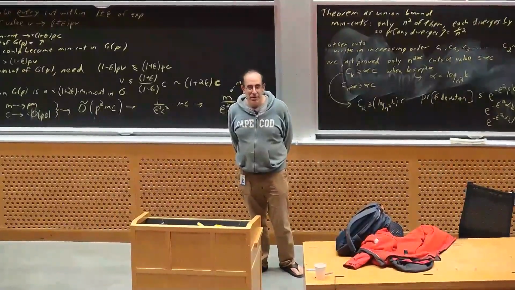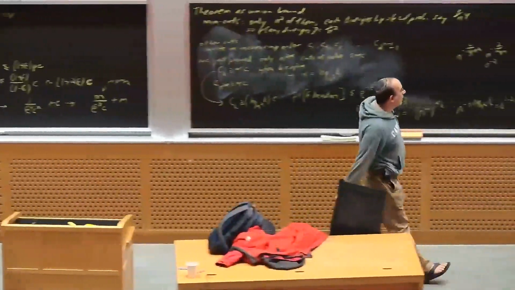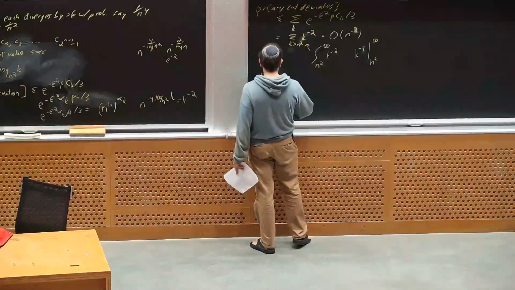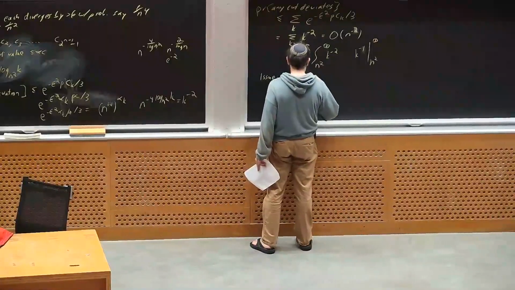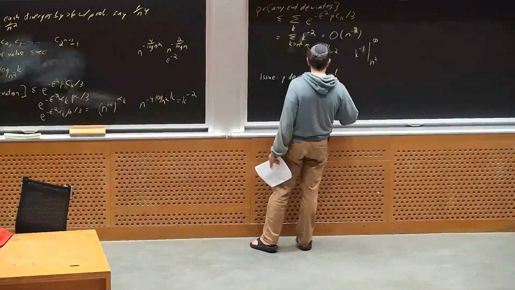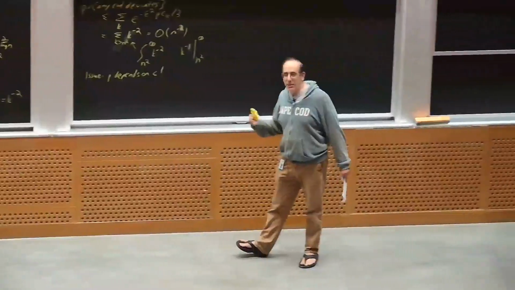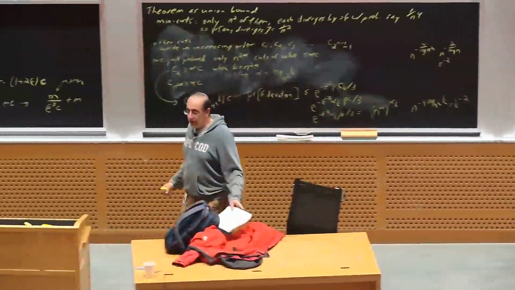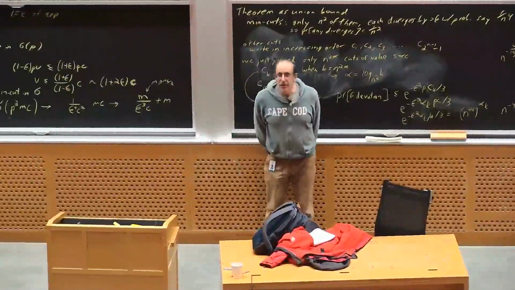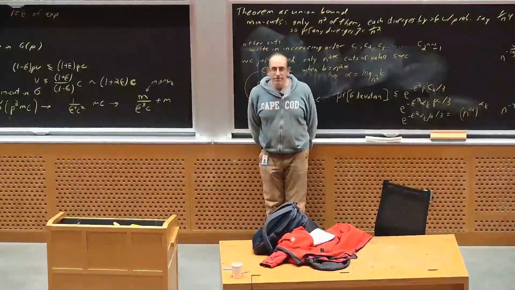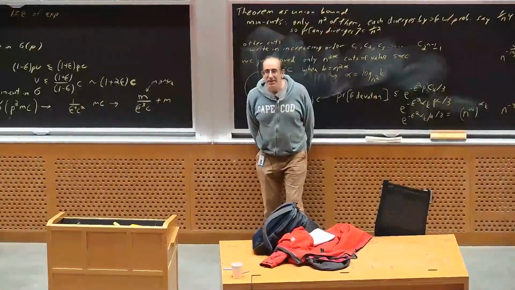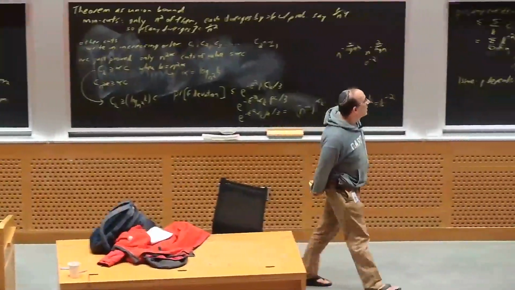Yes? Good. So we had this lingering issue, which is that P depends on C. We're choosing P to be 1 over C times some logs and 1 over epsilon squared, which it appears we can't do until we know C. So how do we address that problem? Yes?